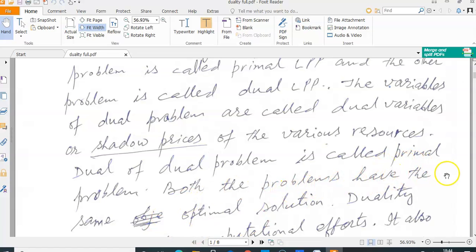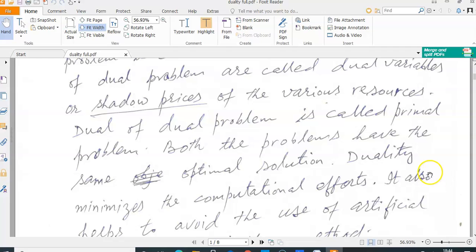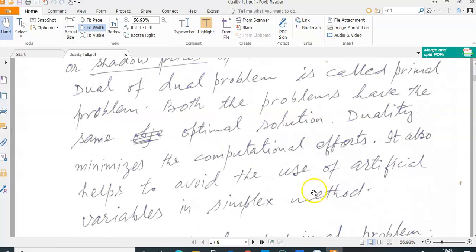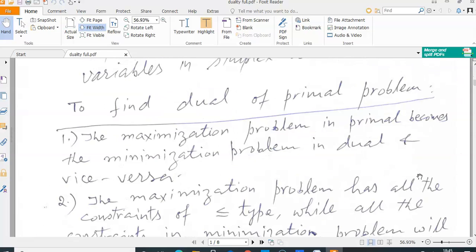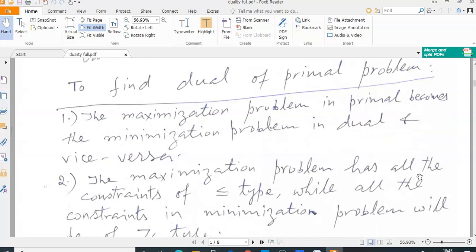Both the problems have the same optimal solution and the same objective function value. Duality minimizes the computational effort. It also helps to avoid the use of artificial variables in the simplex method. So these are the two main benefits of duality.